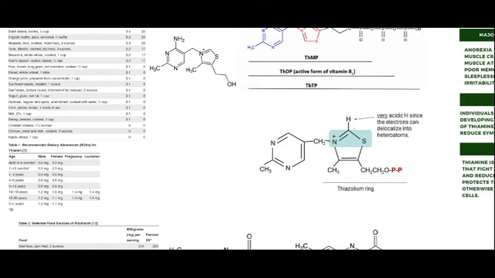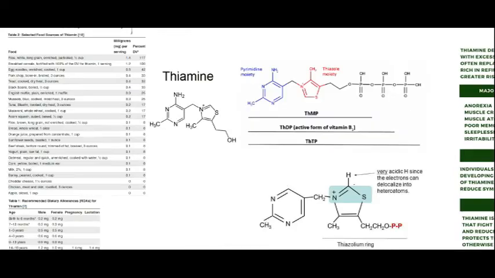So here I have a list of food sources and the RDAs, rather, the DRIs for thiamine. And I got all of these from a single website that just has fact sheets for all the different vitamins and things you can get from your diet. And I have those all linked in the description down below. So I'm not going to go through each and every one of these things, but just a few things from the top.